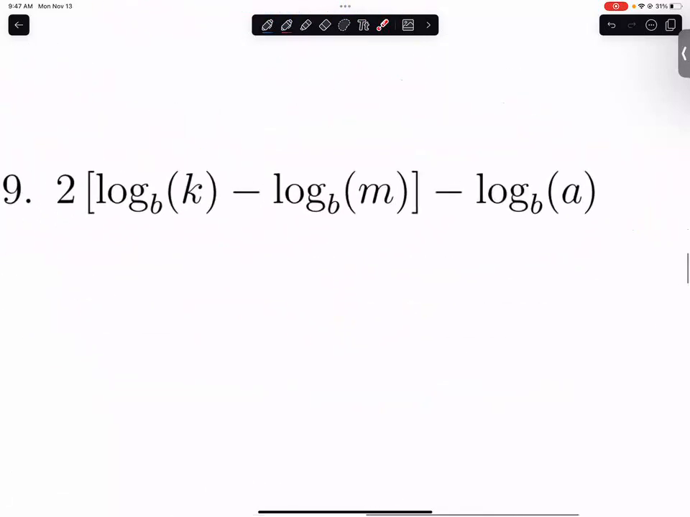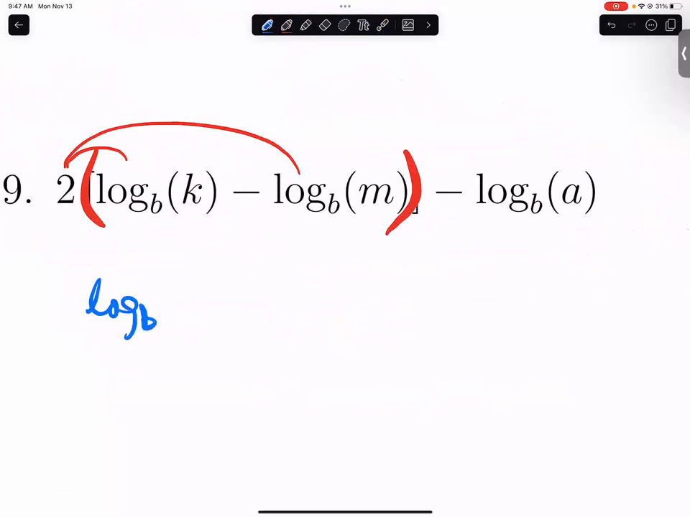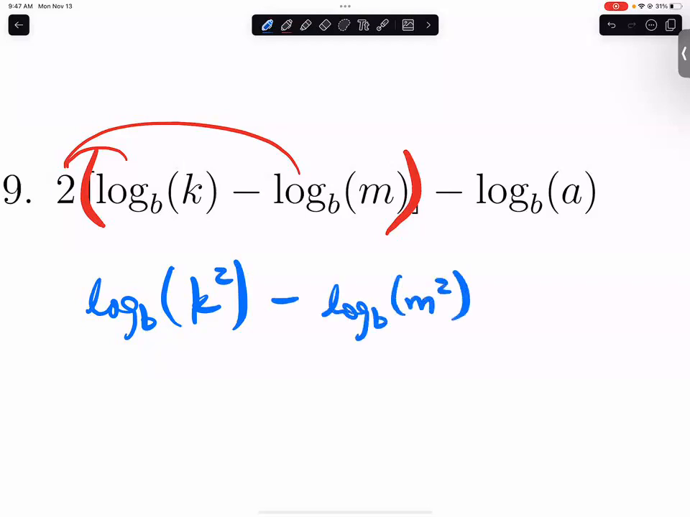9 maybe? Big grouping symbol here, which means that these both get this coefficient 2, right? I would distribute that 2 through. So 2 times the log base b of k. That's the log of k squared. And 2 times the log of m would be the log of m squared minus the log of a.